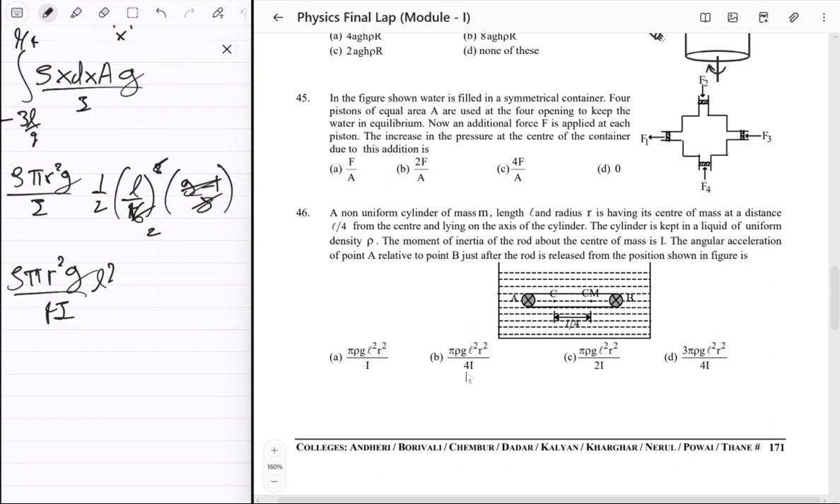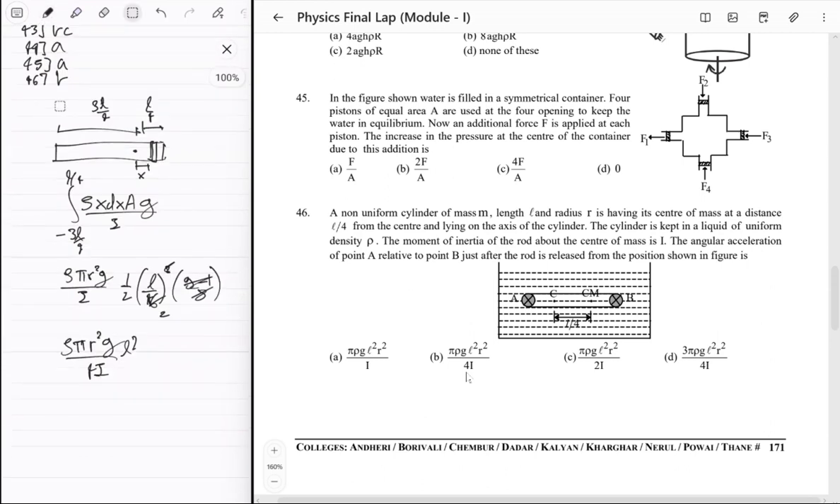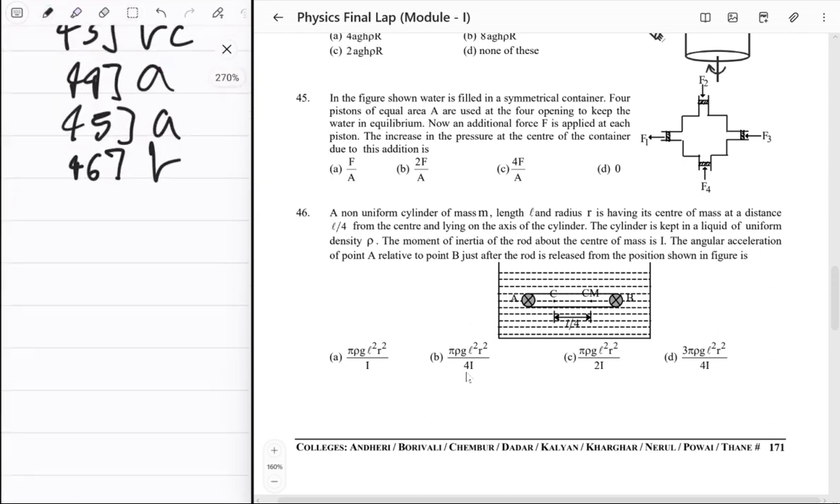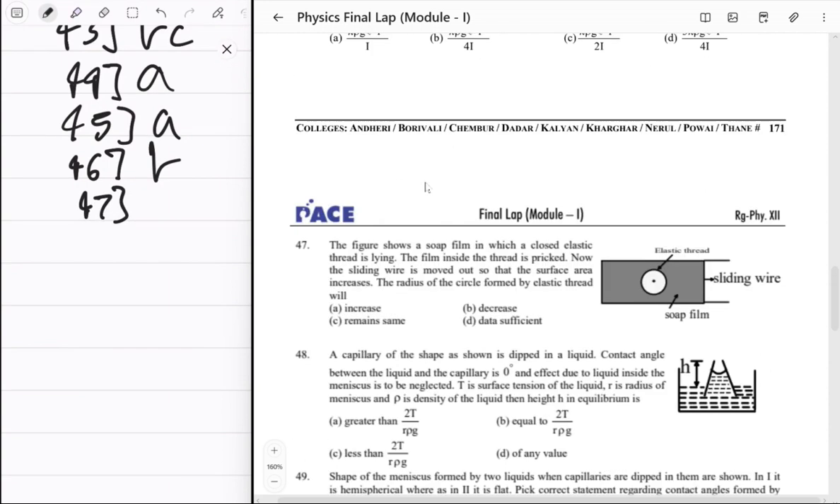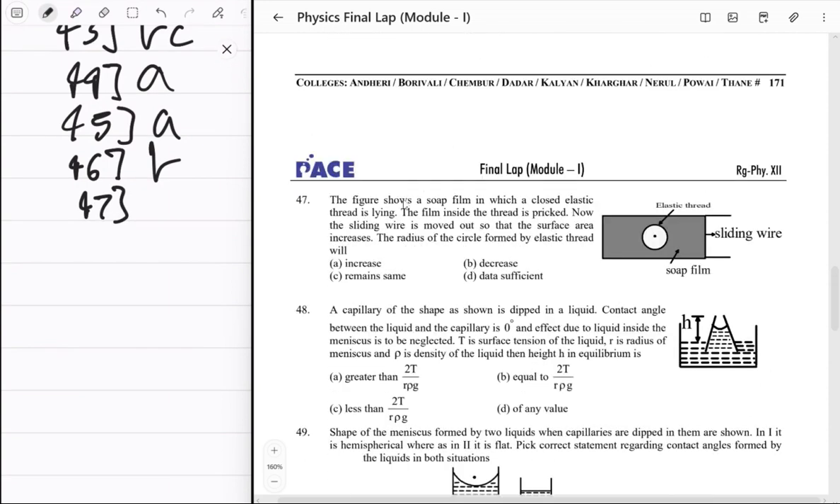Next question, 47th. 47th is: the figure shows a soap film in which a closed elastic thread is lying. The film inside the thread is pricked. Now the sliding wire is moved out so that the surface area increases. Okay, sliding wire है, elastic thread है. Soap film में a closed elastic thread is lying, inside the thread is pricked.